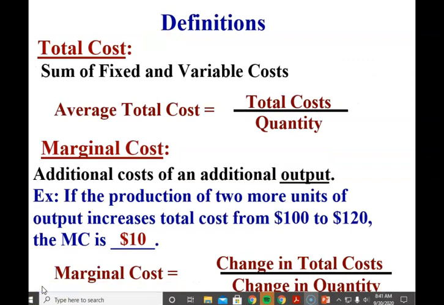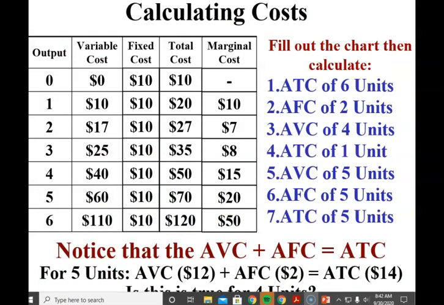So total cost is the sum of fixed and variable costs. And marginal cost refers to the additional cost of an additional output. So it's the change in total cost over the change in quantity. So if the production of 2 more units increases your cost from 100 to 120, the marginal cost would be $10. Pause the video and study this chart, and then see if you can answer 1 through 7.